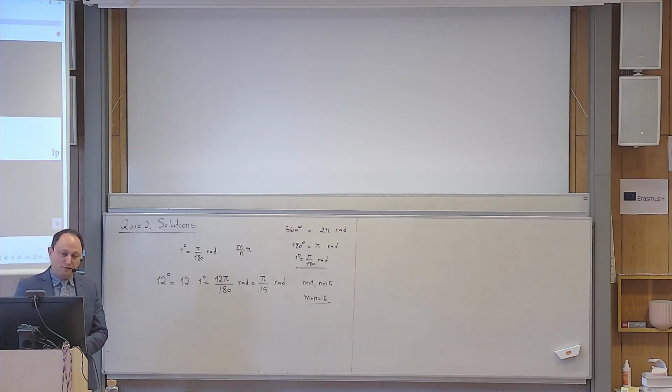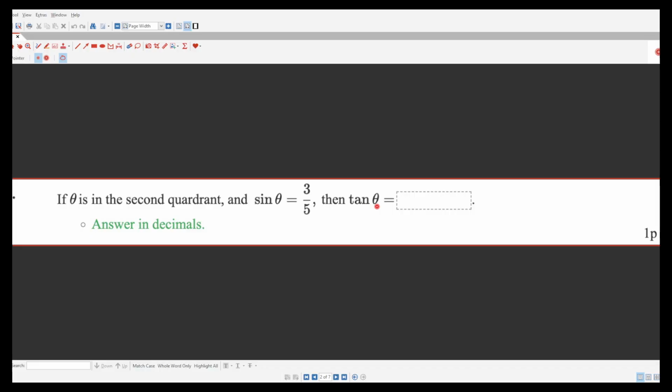If you have watched the video, of course, I know this is the problem, being a teacher. I emphasize every time that if you see a question like this: if theta is in the second quadrant and sine theta is this, then what is tangent theta?